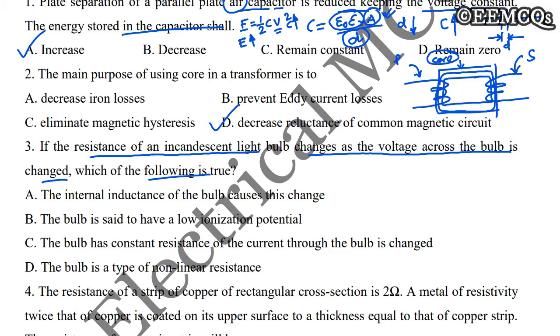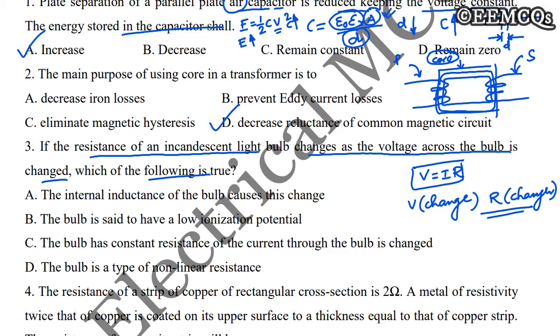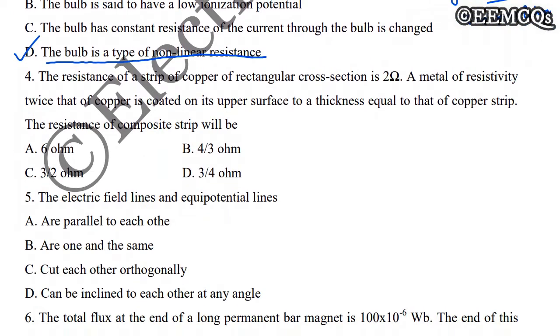What we basically know is that for any linear component where resistance is there, V is equal to IR. But here, with the change in voltage, R is changing. Means definitely the R is nonlinear here. So option D is the correct answer, meaning the bulb is a type of nonlinear resistance. Next question. Question number 4.